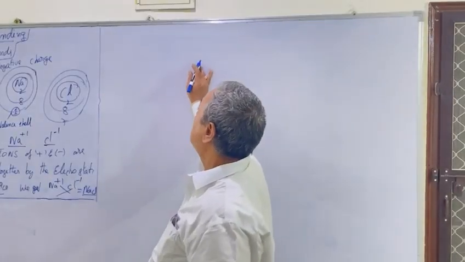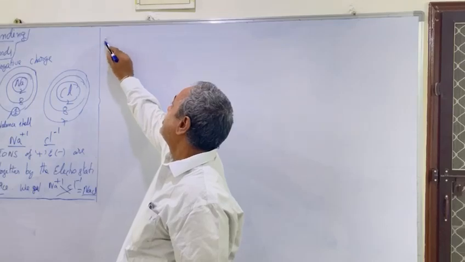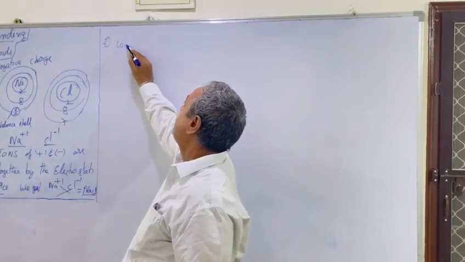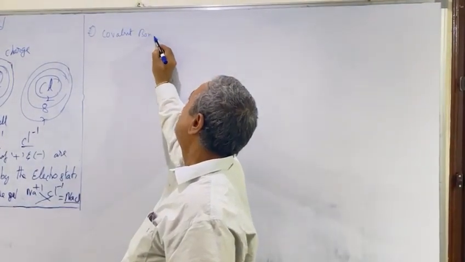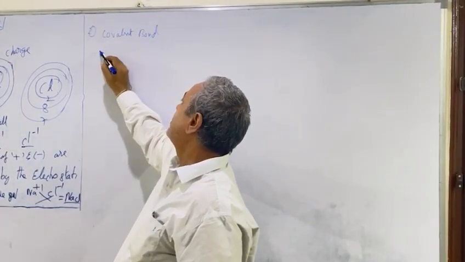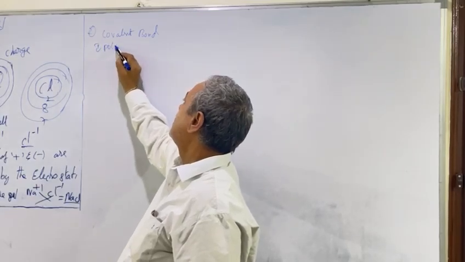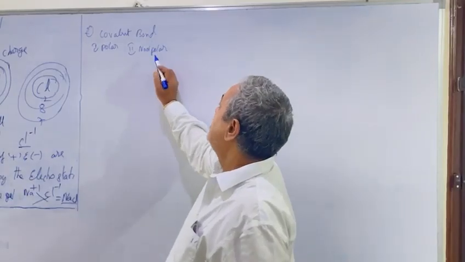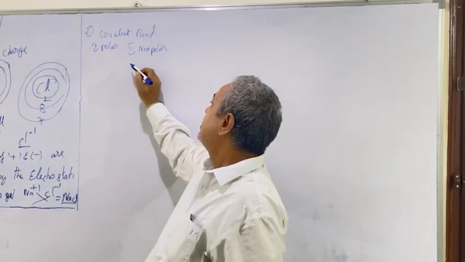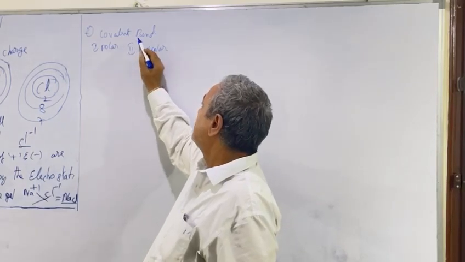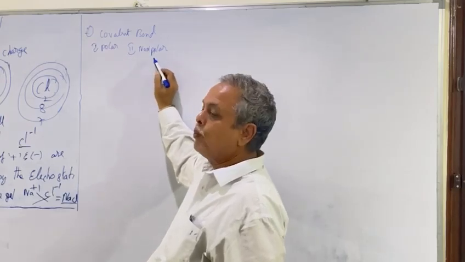Going to teach another bond, the covalent bond. What is the bond? Covalent bond. In which there are two types: polar and non-polar. In the covalent bond, the electrons are shared.